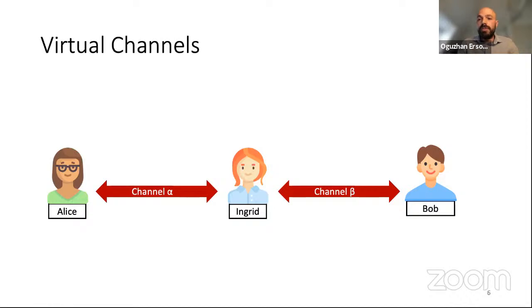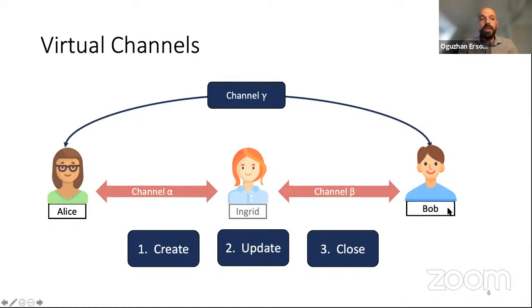To improve this system, virtual channels have been proposed. The idea with the virtual channel is that instead of creating a new ledger channel, which requires a transaction on the blockchain, can we create a virtual channel using the existing ledger channels? The virtual channel has a similar structure to a ledger channel. It has a create phase where parties agree on how many coins they will have in this channel, and then the update is similar. And at the end, when they are done with their transactions, they can close this virtual channel by returning to the ledger channels.